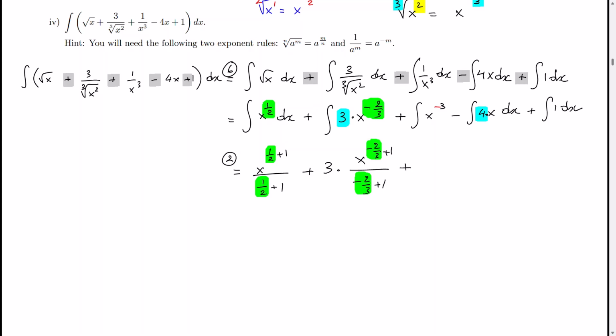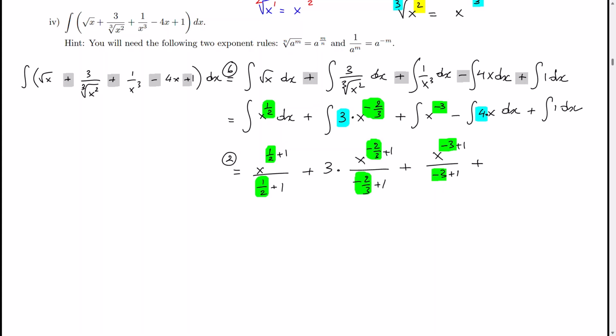Next, I have x to the power of negative 3. So again, it's going to transform into a fraction. The existing power is negative 3. Just add 1 to it and divide by the same quantity, just like we did for the first two terms. So the negative 3 gets a plus 1.